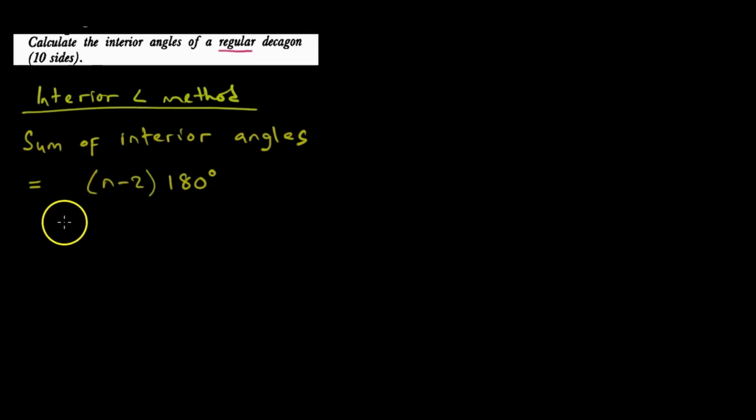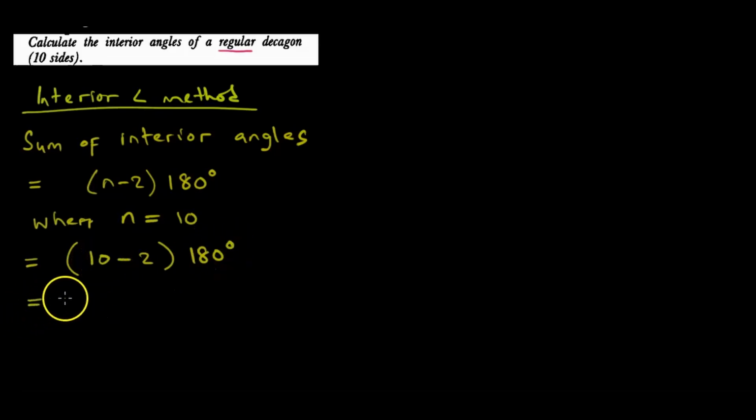How do we do that? We know that n is equal to 10 because it's a decagon. So it's just a mere example of substitution. n minus 2 means 10 minus 2, times 180 degrees, which leads us to 8 times 180 degrees.